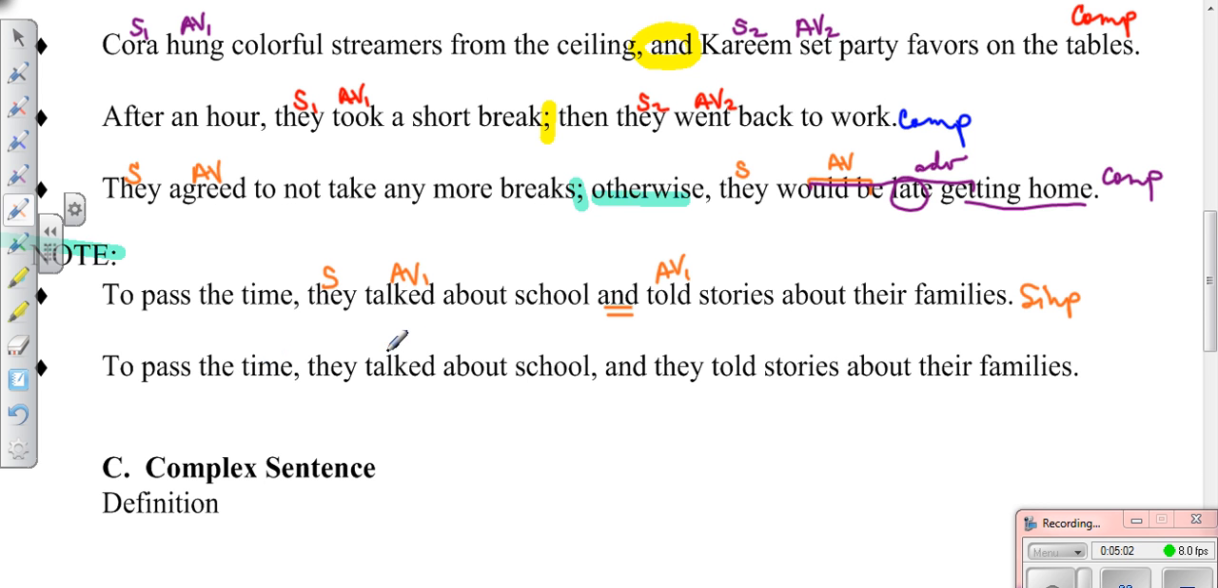To pass the time, they talked, action verb, subject, comma, and action verb, told, or they told. So here I have, in the spirit, the same sentence, but I have just a conjunction joining compound verbs. Here I have a coordinating conjunction joining, with a comma, two independent clauses. That makes this a compound sentence.